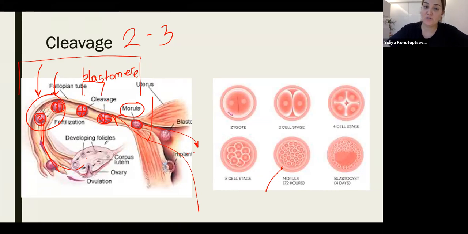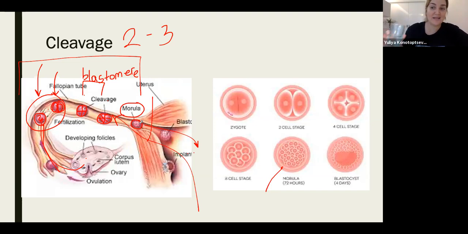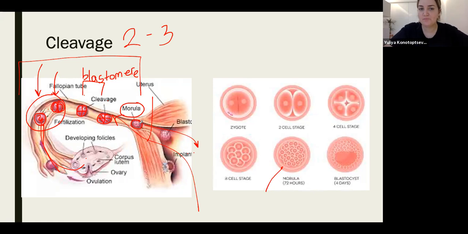A very important question. How is the size of the zygote and morula? Is it different or is it the same? Same. Size of the zygote and morula is going to be the same. They're identical in size. What is the only thing which is different? More cells inside. Number of cells. Why is morula not increasing in size?